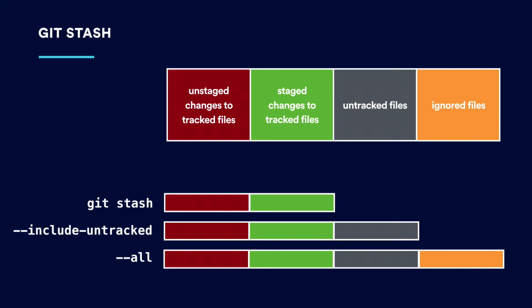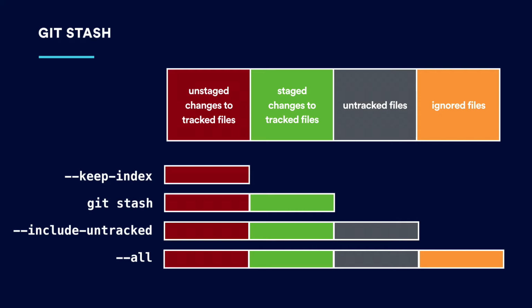But that's not all git stash can do. You can also run git stash --keep-index, and then it will only stash the unstaged changes to your files. And this can be great if you want to have fine-grained control of what goes into your stash. So we've got a few different things that we can do with the git stash command.